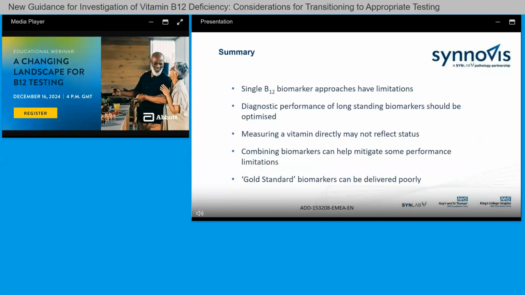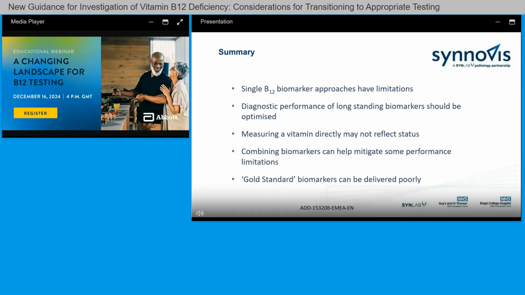So in summary, single B12 biomarker approaches have limitations. Regardless of the biomarker you choose to use, optimize how you deliver that test. Make sure you are using the correct reference interval, for example.